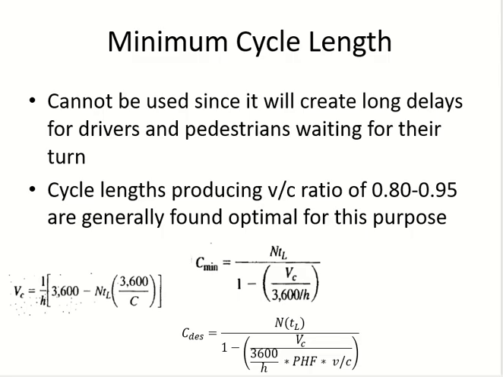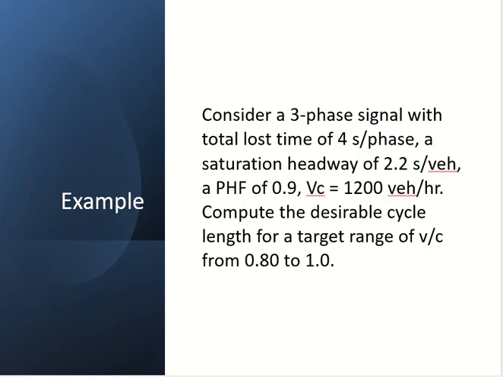Number of phases, loss time in each phase, saturation headway, peak hour factor, V by C ratio, volume upon capacity ratio. We select the whole ratio to put into this equation, and this is the demand volume. So let us look at an example where we can use this equation.